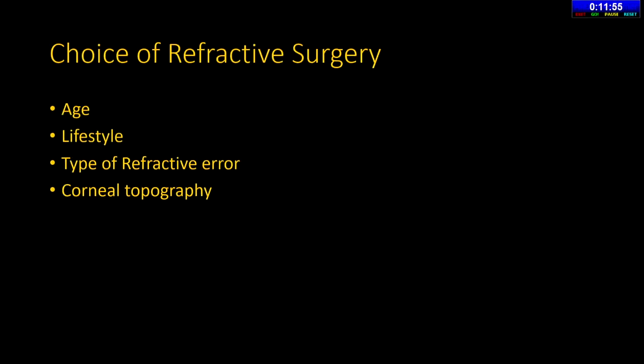So, choice of refractive surgery in any patient depends on the age of that patient, on the lifestyle of that patient, type of refractive error the patient has, and the type of corneal topography that is reflected. So, we know that these are the basic factors, and of course, there's a range for each one of them. Now, within that normal range, and after excluding all other ocular morbidities and systemic morbidities, we have to choose the right patient, and that is what I'm going to talk about.